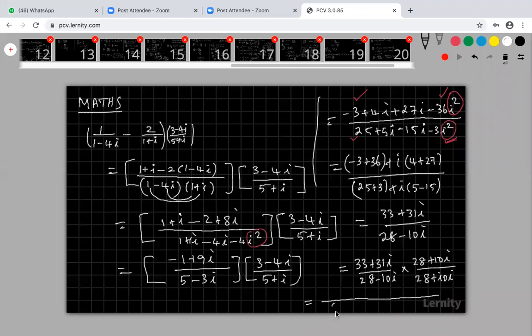So this is 28, 28 square. My formula for a minus b, a plus b is a square minus b square. What is my a square minus b square formula?